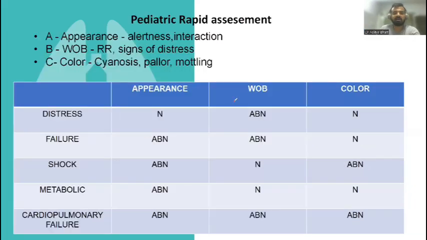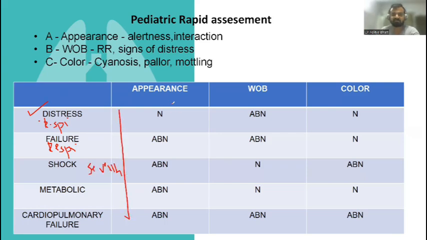Now, how do you assess a patient with ARDS? We have 5 criteria. What is the appearance? In a patient with distress, there are 5 categories: respiratory distress, respiratory failure, shock, metabolic involvement, and finally cardiopulmonary failure. So this is the increasing level of severity.